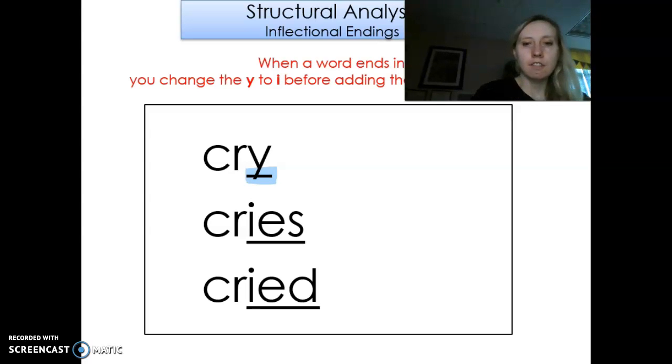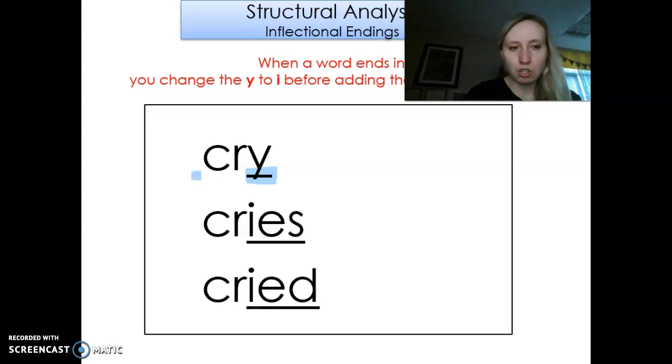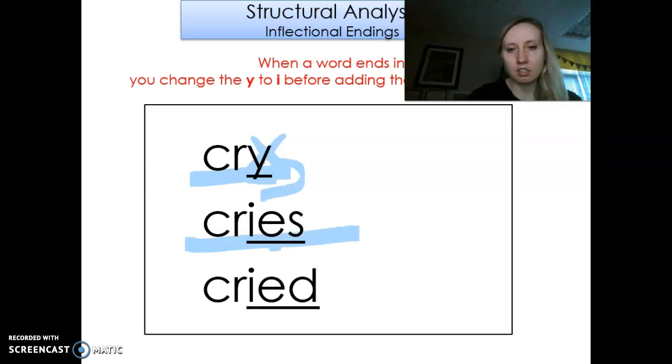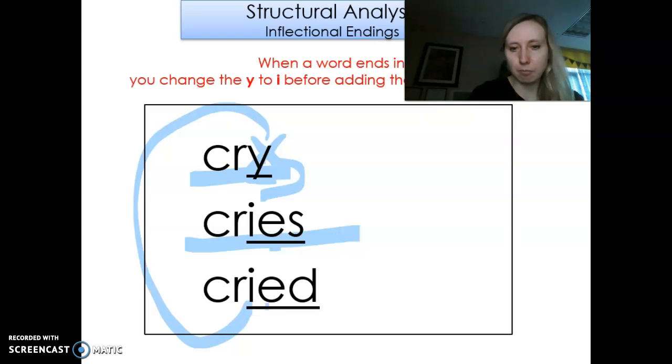Okay, so we are talking about words that end in Y and how they change. So you'll see the word cry, and if it's happening right now, we can cross off the Y, put an I, and ES. This is cries. And then if we want it to be in the past, we cross off the Y, put an I, and put ED, cried.